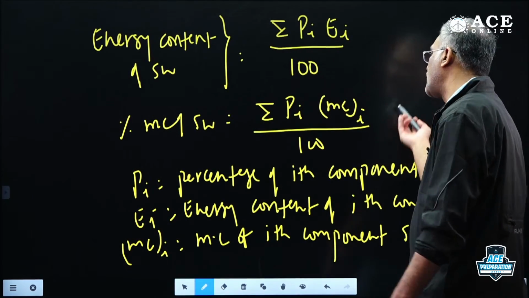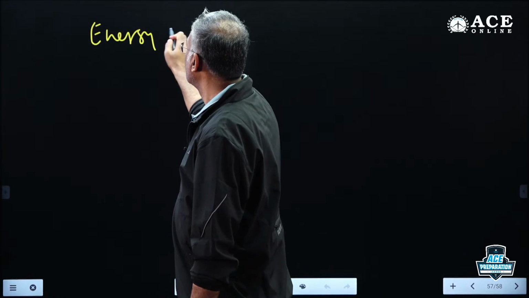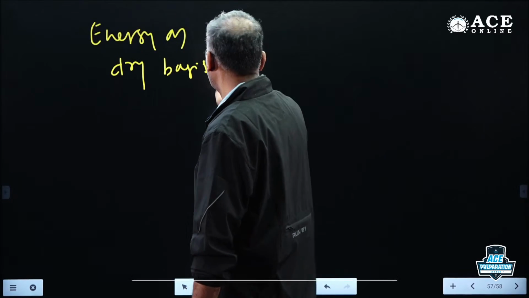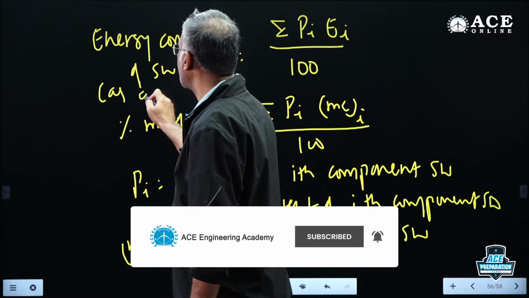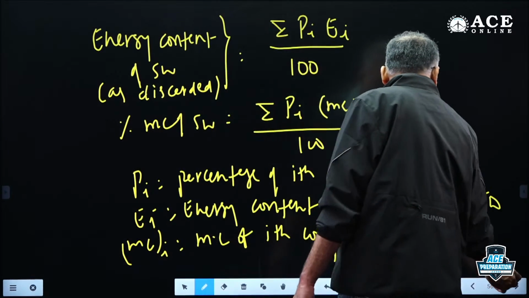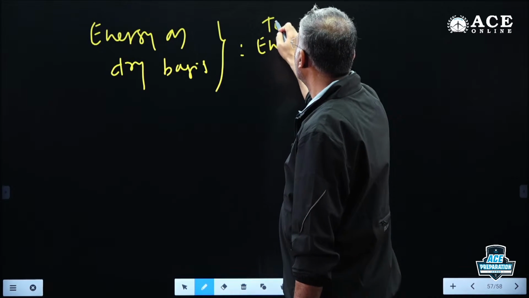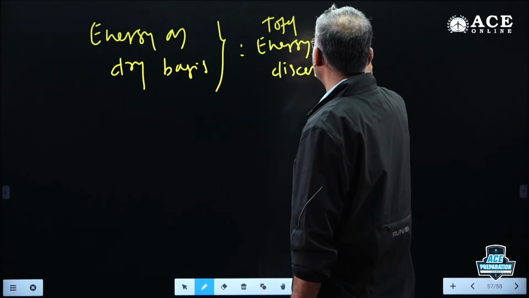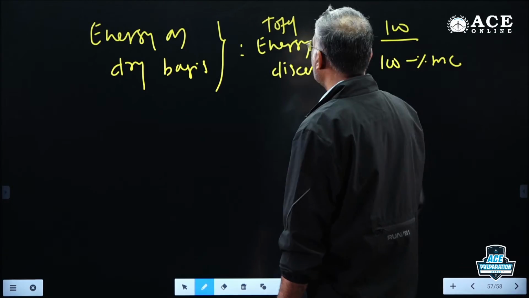So when you dry it, the energy content increases. Energy on dry basis is equal to energy as discarded. This is called energy as discarded, without making any changes. Energy on dry basis is equal to energy as discarded into 100 by 100 minus percentage moisture content of solid waste.